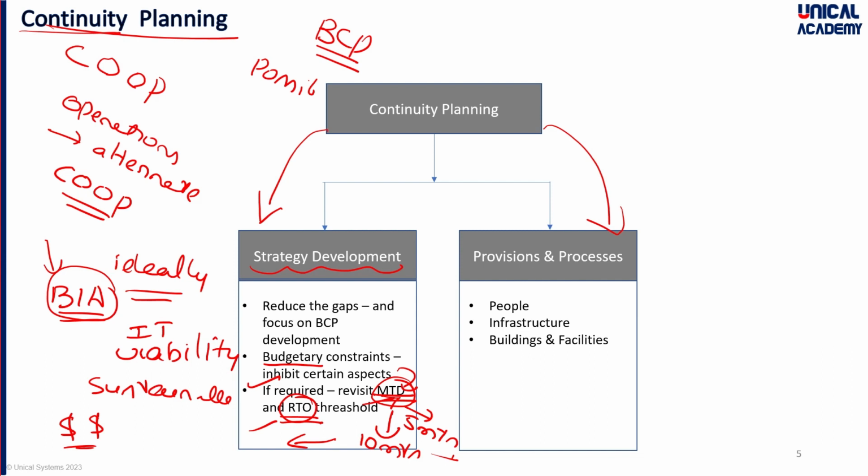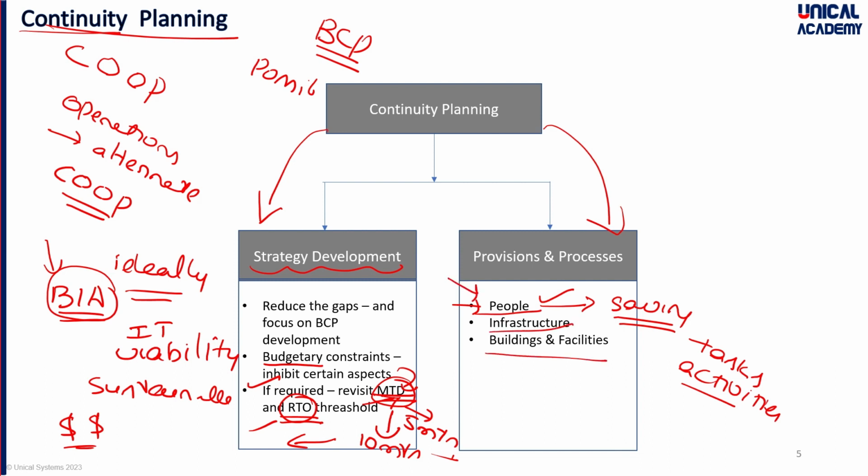Then comes provisions and processes. Ultimately, people are critical. Saving them is a priority of BCP, and at the same time, having the people who can perform the specific task or set of activities is also very important. After identifying the set of people who need to be taken care of, then comes the infrastructure and building facilities.